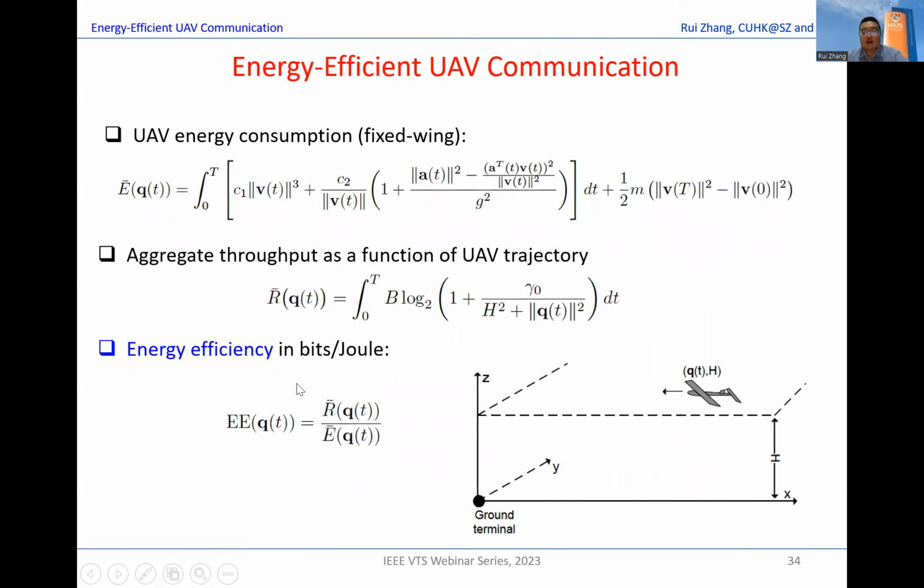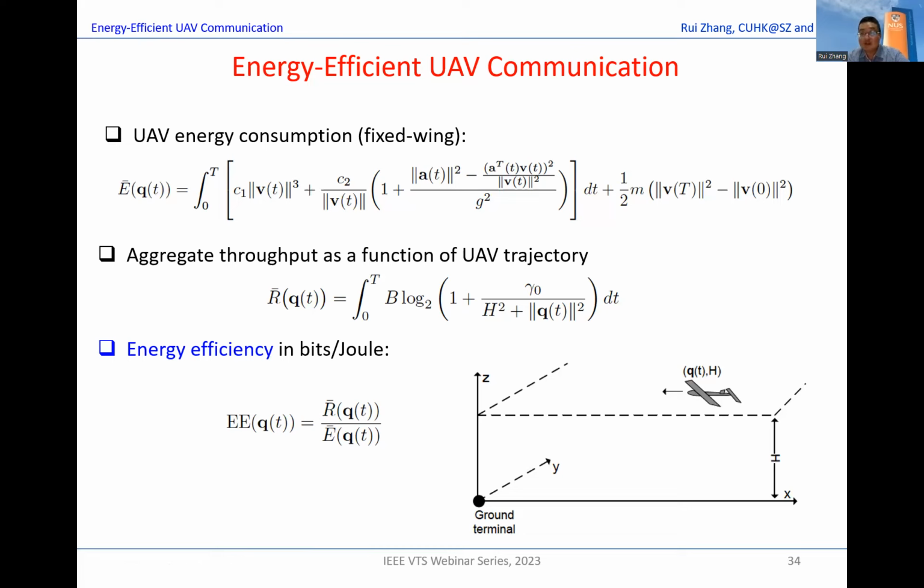But the main objective for us is to define the energy efficiency for UAV communication, which is the total throughput of the UAV achieved given this designed trajectory, Q(t), versus the total energy consumption when the UAV follows this trajectory. This is defined as the energy efficiency in terms of bits per joule of UAV energy consumption.